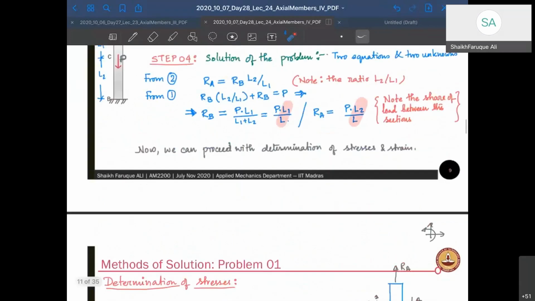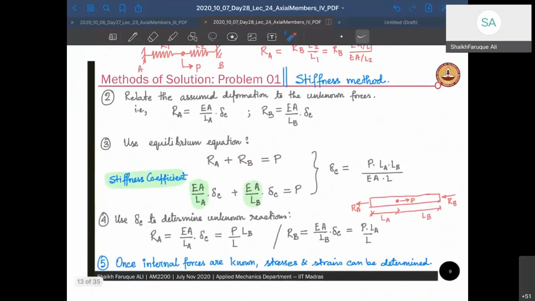Now, coming back to your stiffness method, this is what we got. RA is equal to EA by LA delta C, and RB equal to EA by LB delta C from the earlier equations. Now, what is your equilibrium equation? Your equilibrium equation is RA plus RB equal to P. Now we can put this back here: RA is EA by LA delta C, RB is EA by LB delta C. Now, this is one equation I have, and how many unknowns do I have? I have only one unknown, delta C, because RA is represented with respect to delta C, RB is also represented with respect to delta C.